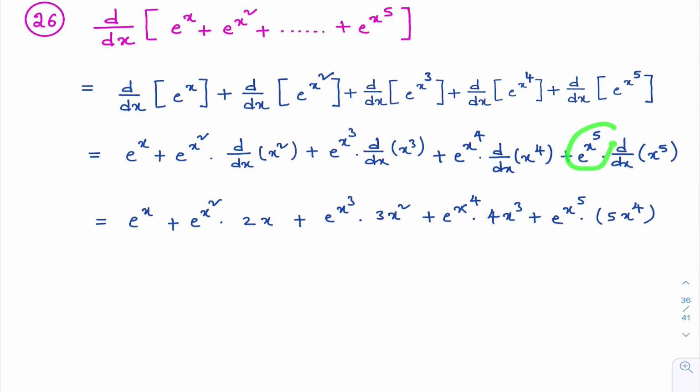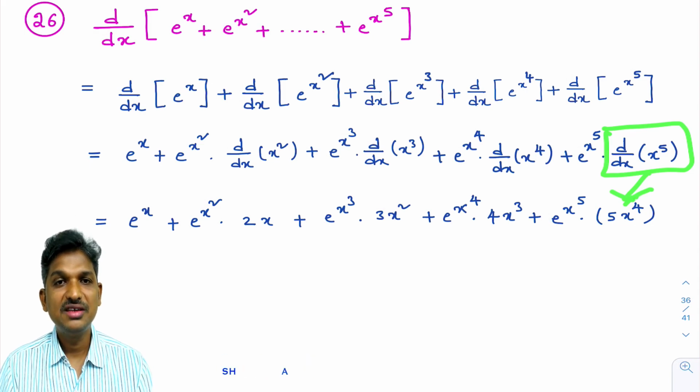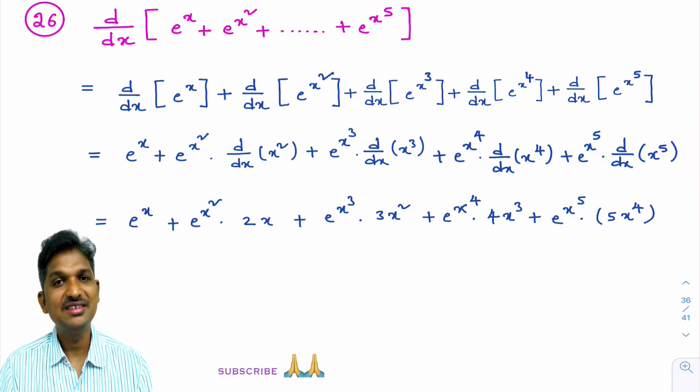Now plus e power x power 5, I write here as it is, into derivative of x power 5. As you know the derivative of x power n formula, derivative of x power 5 is 5 into x power 4. That's it. This problem is very easy, only the thing is you need to practice a little bit.